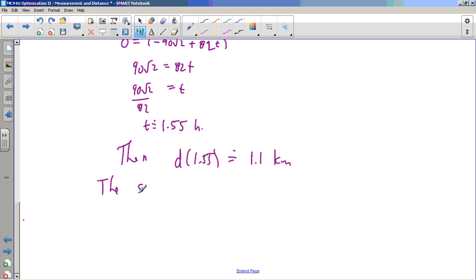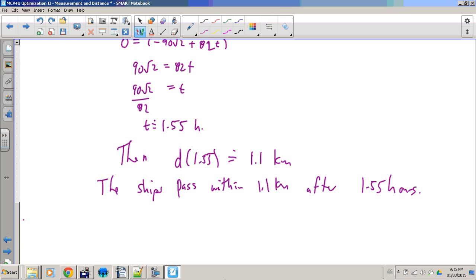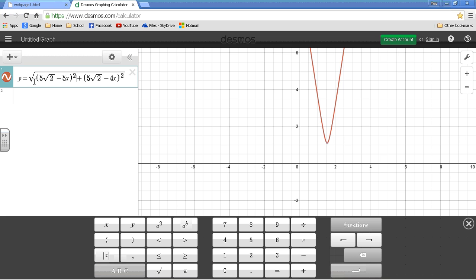So the ships pass within 1.1 kilometers after 1.55 hours. And I just want to show you that this indeed is the case on Desmos. There was our function. Now remember, Desmos doesn't like independent and dependent variables that aren't anything but x and y. So there's the function, and there's the t is 1.55 and the output is 1.10.